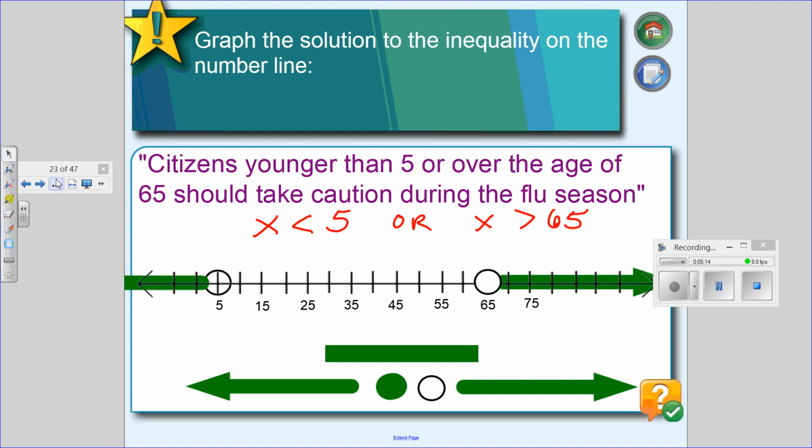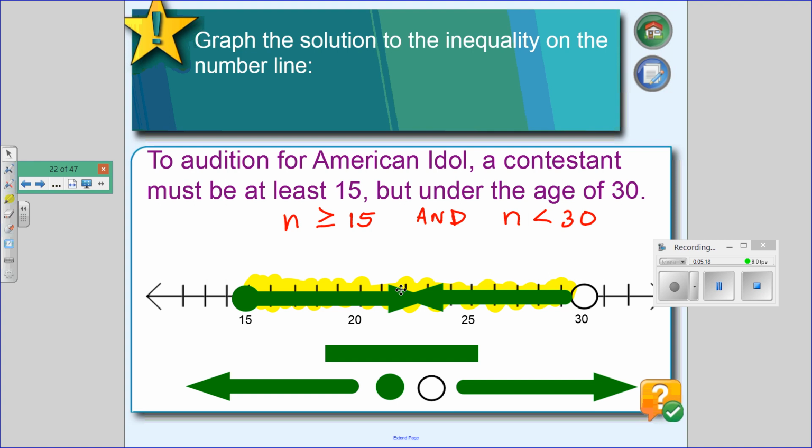Instead of, let's consider the last graph. The last graph, we had a nice clean window of where n should be found. To try out for American Idol, you have to be between the ages of 15 and 29.9, however you measure 0.9 of a year.